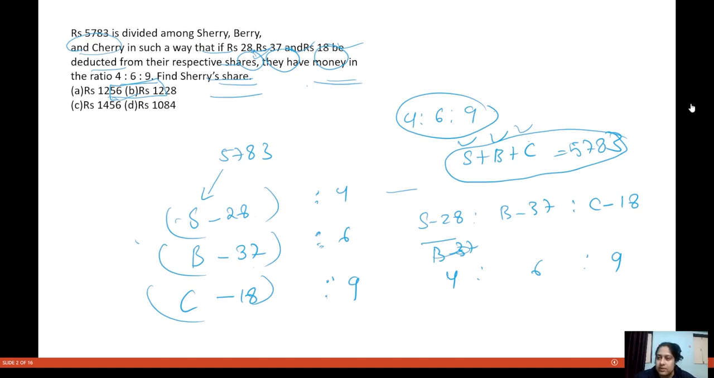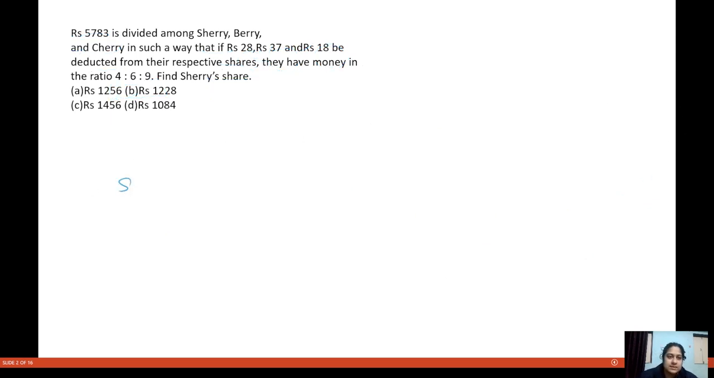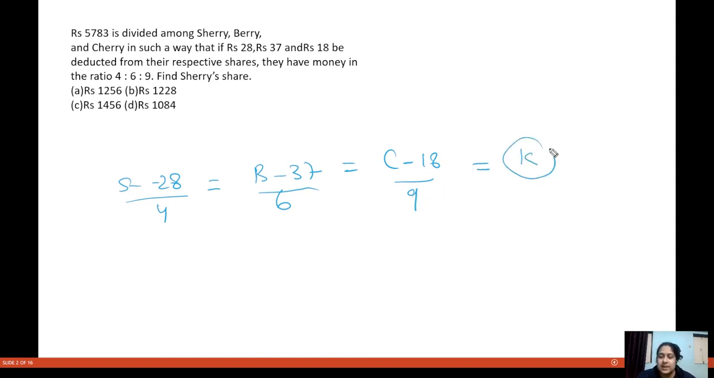Now you know what is the meaning of this. The meaning of this statement is that S minus 28 divided by 4 is equal to B minus 37 divided by 6 is equal to C minus 18 divided by 9 is equal to, let's say, some constant K, and S plus B plus C is equal to 5783. Now it is asking to find Sherry's share, so let us try to find out what their share is.